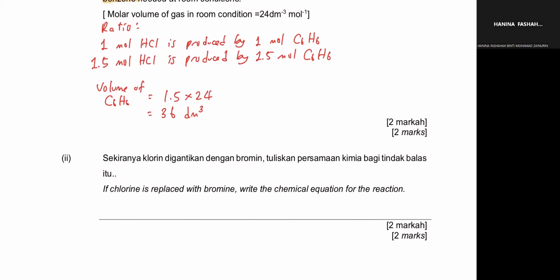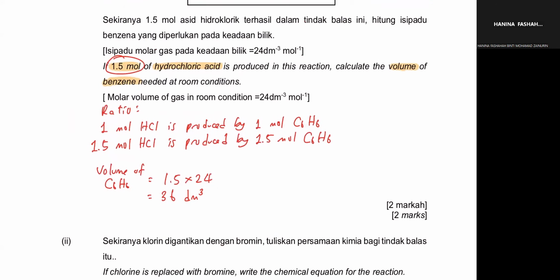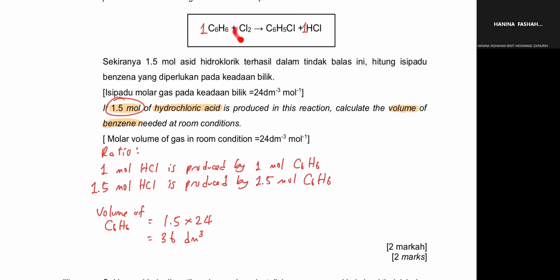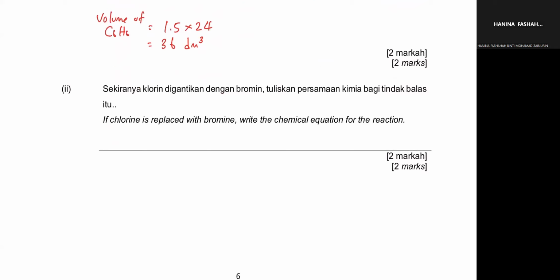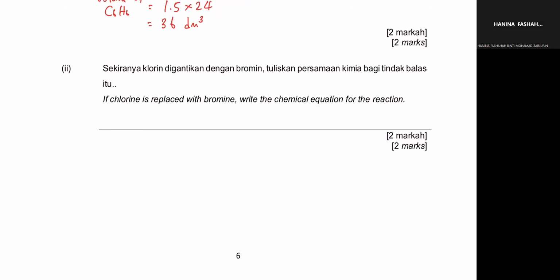So they ask if chlorine is replaced with bromine, write the chemical equation for the reaction. Basically, you just write back. Chlorine changes to bromine. That's all. It's around the same. Means here is chlorine, they want to change to bromine. C6H6 plus bromine becomes C6H5Br and HBr.